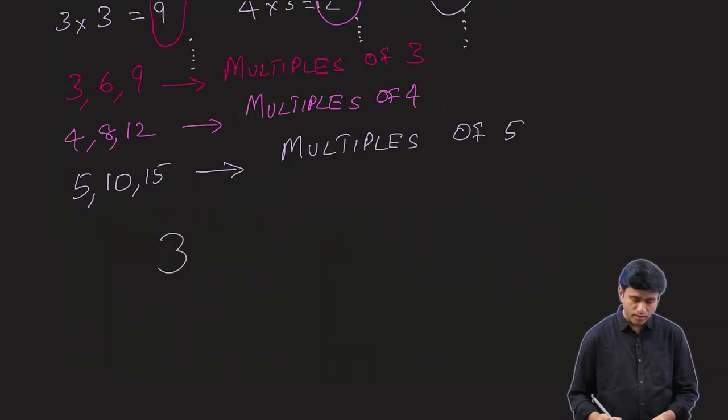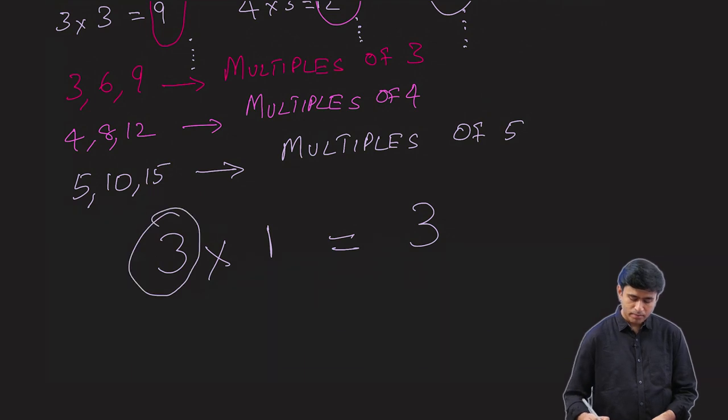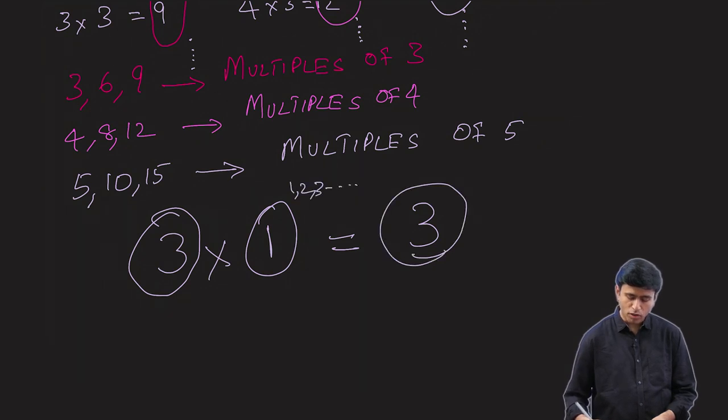So, if you take any number and multiply it with any natural number, the product becomes the multiple of that number. So, you take a number, you multiply it with any natural number. Natural numbers are 1, 2, 3, anything. Whatever product you get, that is the multiple of that number.